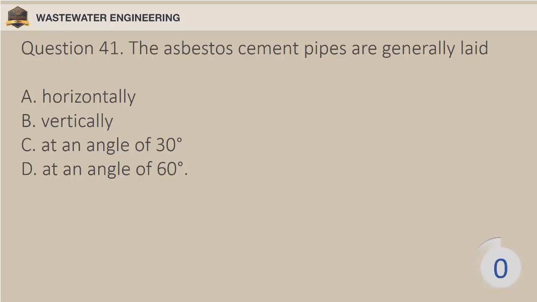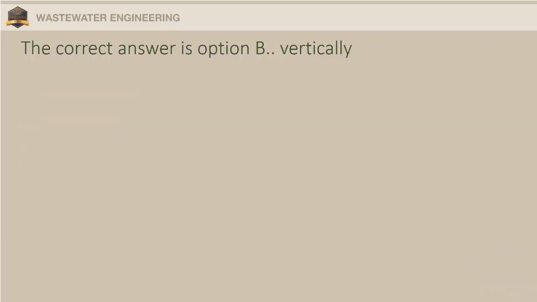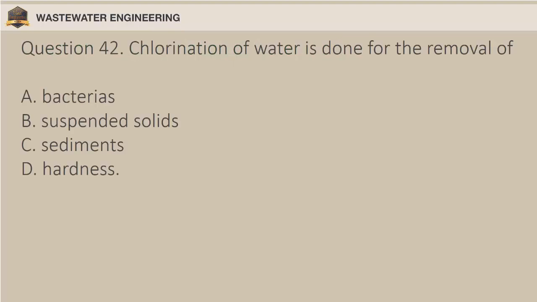The correct answer is option A, 2 meters per second. Question 42. Chlorination of water is done for the removal of A. bacteria. B. Suspended solids. C. Sediments. D. Hardness.